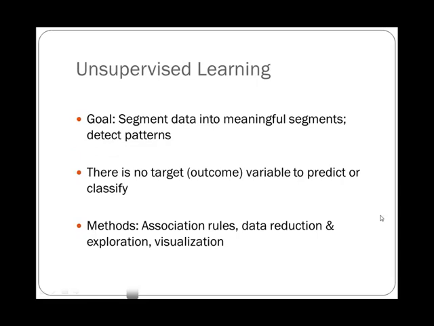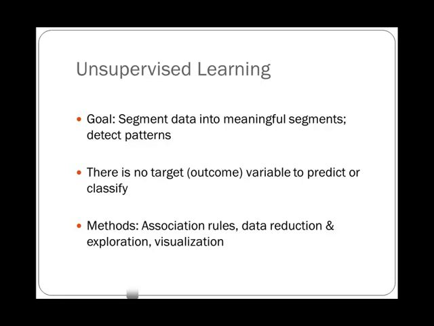In unsupervised learning, there is no target variable. All we're trying to do with unsupervised learning is to group the data into meaningful segments and detect patterns. So if we have some demographic data, for example, on our customers, we might want to apply some of these unsupervised learning methods to determine what types of customers we have, see if there's any natural groupings.